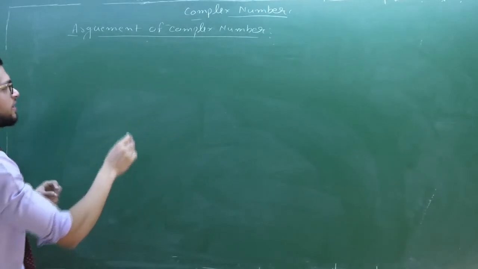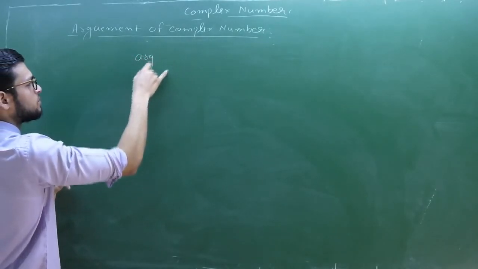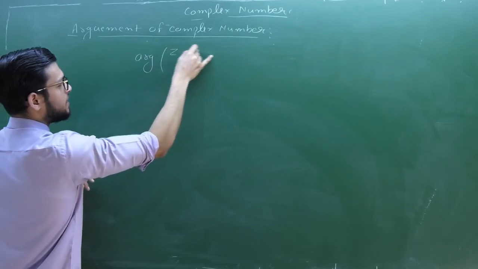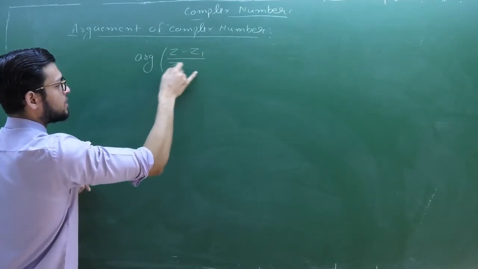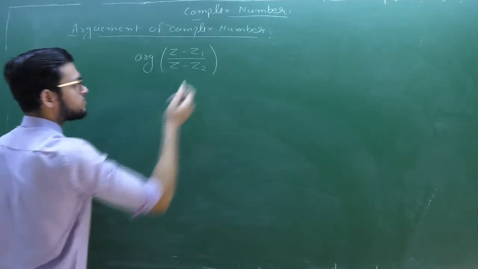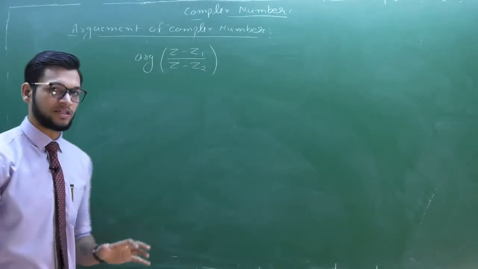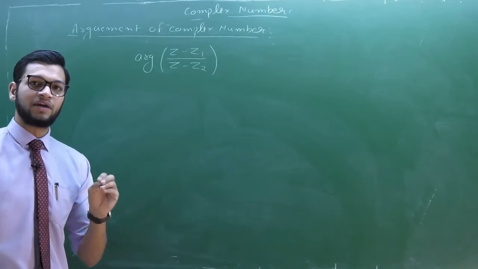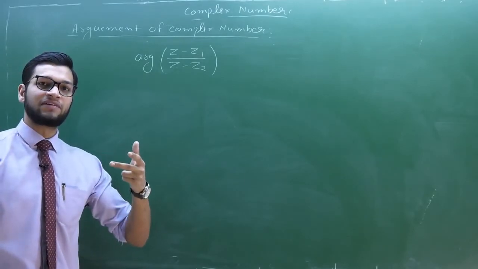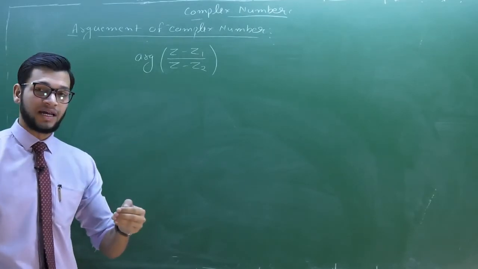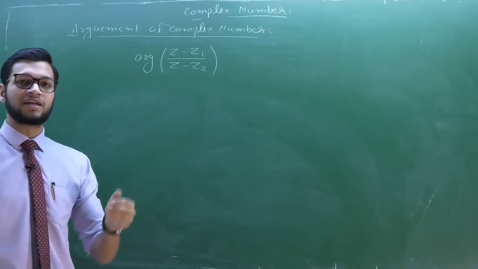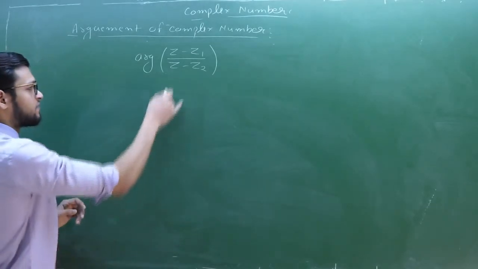In the first term we have argument of (z minus z1) upon (z minus z2). In this term, z is a moving point, but z1 and z2 are fixed points. So we have different possibilities.